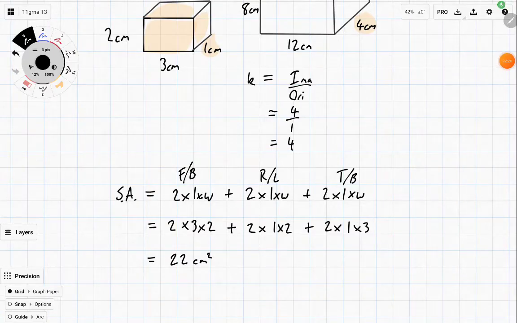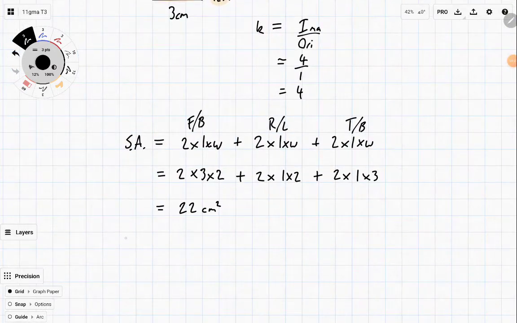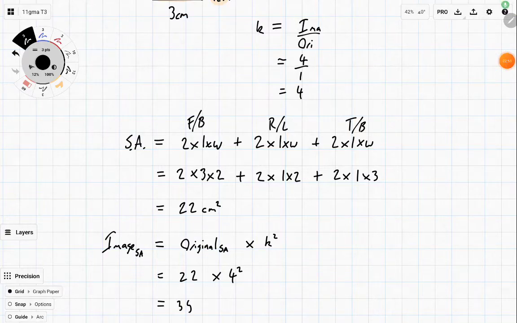That's what we know. Now what we want to do is predict what we think the surface area of the other one should be. So the guess is that the image surface area is going to be equal to the original surface area times k squared. That's the theory, which in this particular case is 22 times, scale factor is 4, so times 4 squared, which is equal to 352 square centimeters. And the question is, does this actually work?